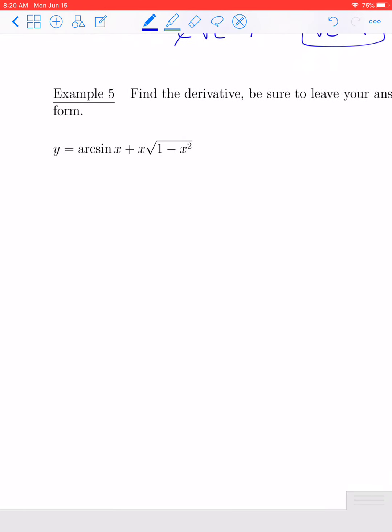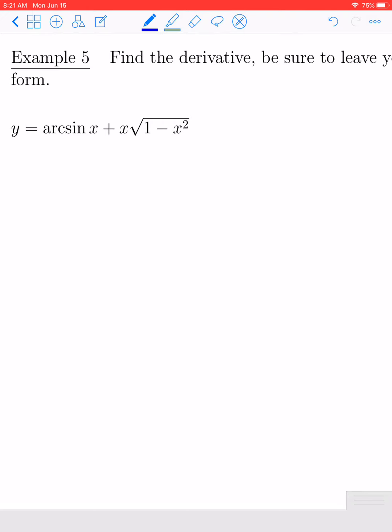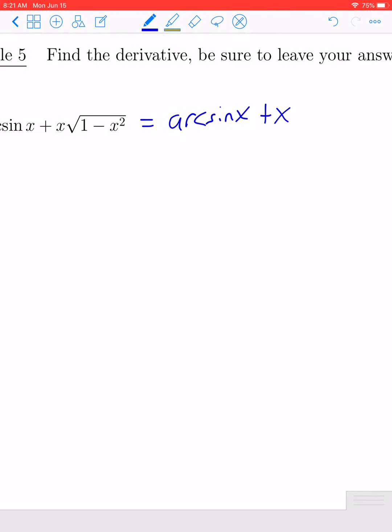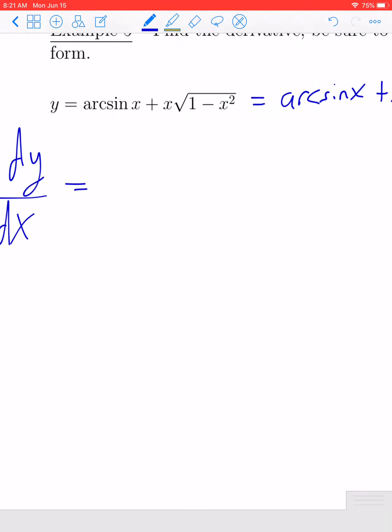Okay. Let's take a look at example 5. We want to find another derivative here. We have the function y equals the arc sine of x plus x times the square root of 1 minus x squared. And because we do have a square root function here, let's take one preliminary step to rewrite it with a fractional exponent. We're going to take our derivative, I'll call it dy/dx, or y prime, doesn't matter. The derivative of the arc sine of x, we saw this before, is 1 divided by the square root of 1 minus x squared, plus, and now with this second term, this is a product.